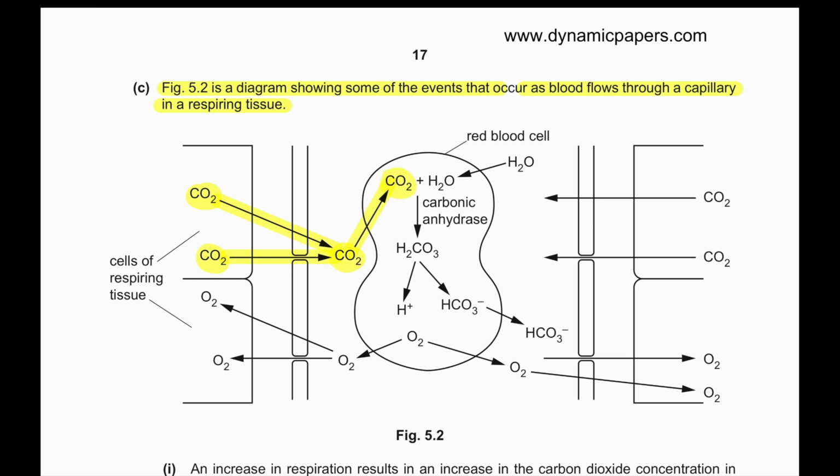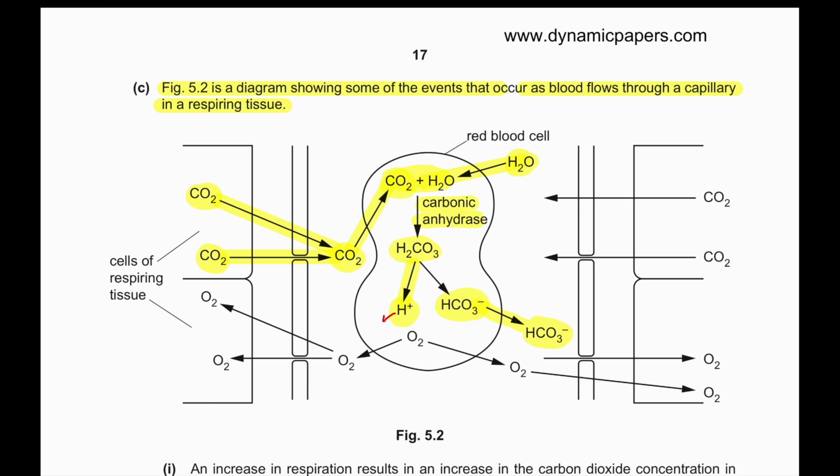Now, the red blood cell contains an enzyme known as carbonic anhydrase, which, with the help of a water molecule, converts carbon dioxide into carbonic acid. Then the carbonic acid dissociates into an H plus ion and a hydrogen carbonate ion. Now, the hydrogen carbonate ion is bulky, so it is carried out of the red blood cell and into the blood plasma.